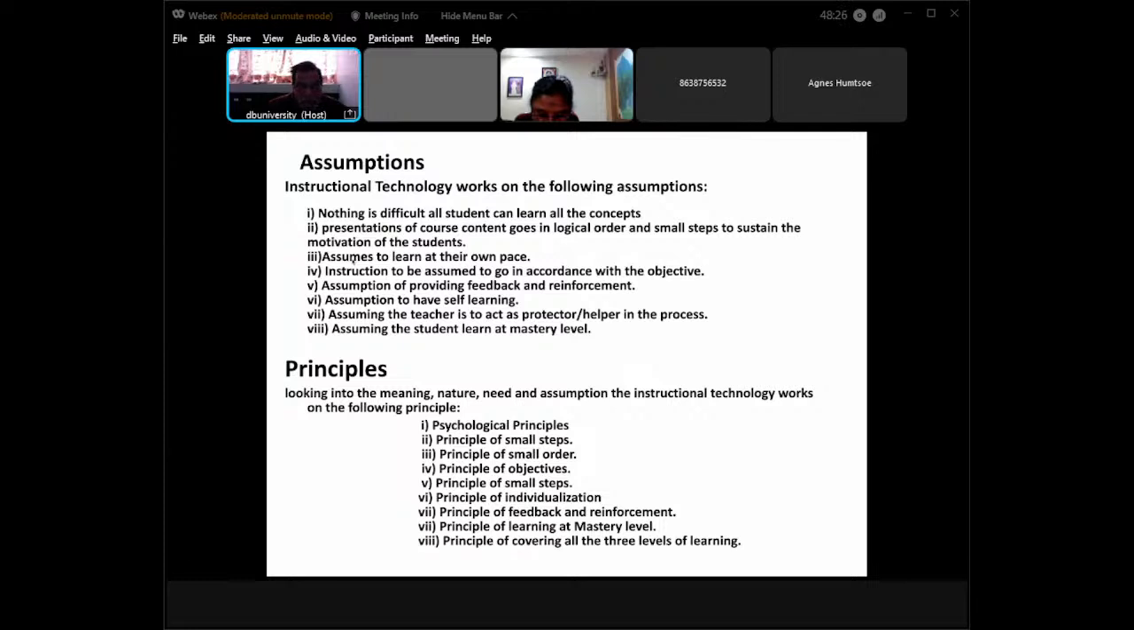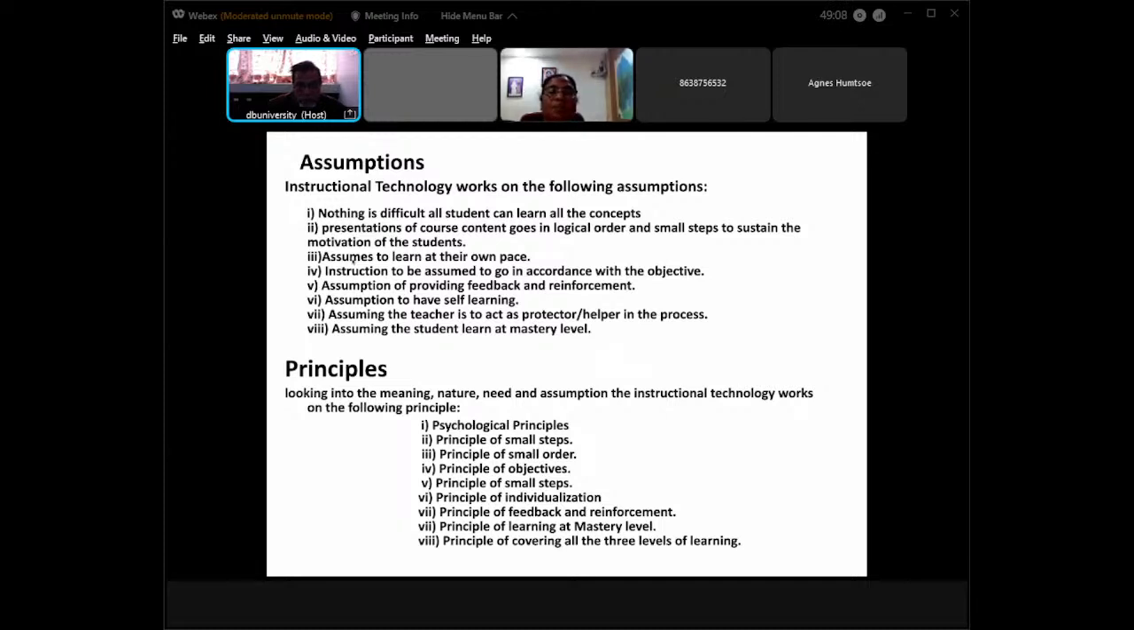It assumes that students learn at their own pace. That means, so far as instructional technology is concerned, it works on this assumption. As and when we are designing the instructional material and creating any kind of model of teaching, it is to be assumed that students are to learn at their own pace. We are not to put in anything which makes them uncomfortable at the time of learning when they are running at their own pace of learning.